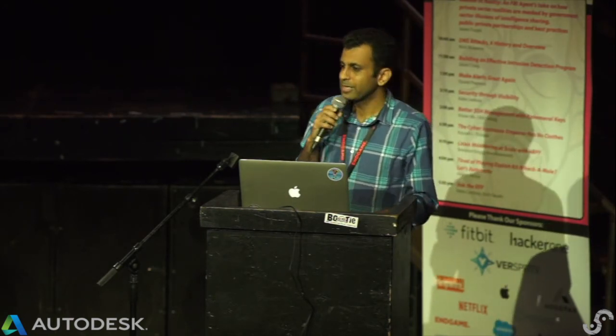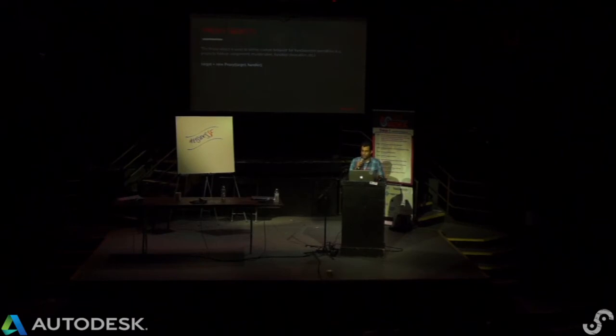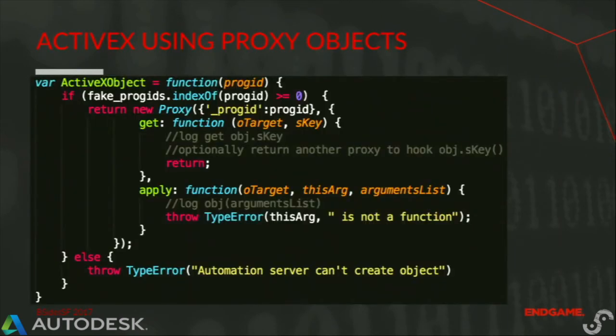That's where proxy objects come into the picture. Proxy objects, basically, as the name suggests, are man-in-the-middle proxies to a particular object. You can define handlers that are called anytime a particular operation is performed on an object. If you're a Python programmer, this is like descriptors. So here's a simple example of a generic ActiveX object. You can define get and apply functions to look for attribute access and function calls.